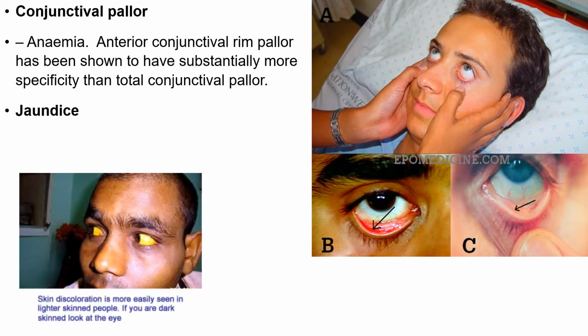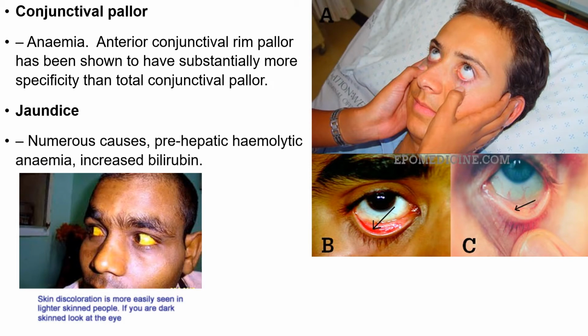Jaundice. There are many causes of jaundice. They can be prehepatic, hepatic, or post-hepatic. So you can have prehepatic hemolytic anemia, causing increased destruction of the red blood cells, and therefore increased circulating bilirubin. It's a lot easier to spot in lighter skinned people. In the darker skinned population, pay closer attention to the sclera, because it can be quite difficult to spot.